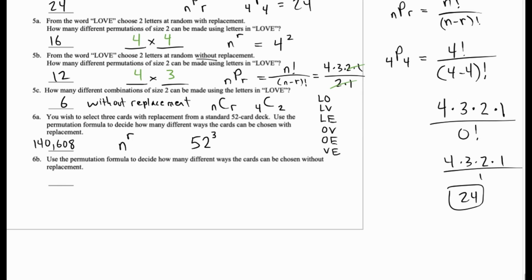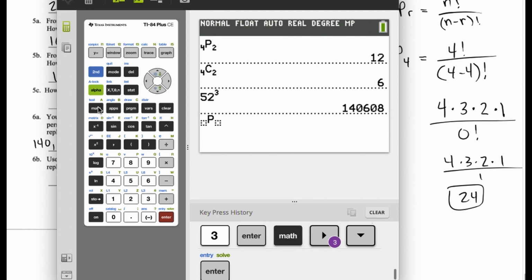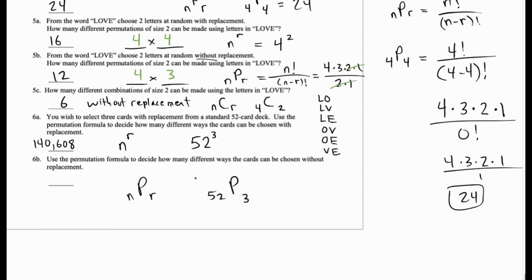Use the permutation formula to decide how many different ways can the cards be chosen if it's without replacement. Well, then we want nPr. So we want 52 permutation 3. I get 132,600. So not surprisingly, if you replace, you get more possible permutations. If you don't replace, you get less.